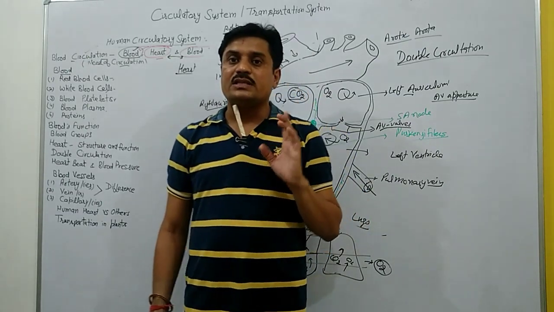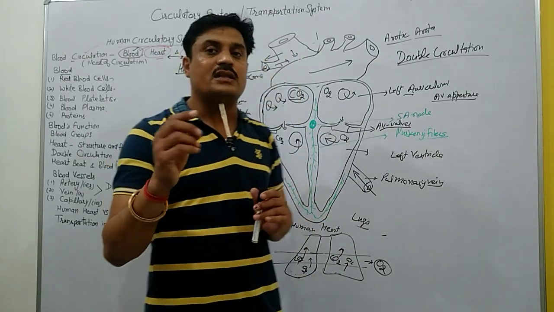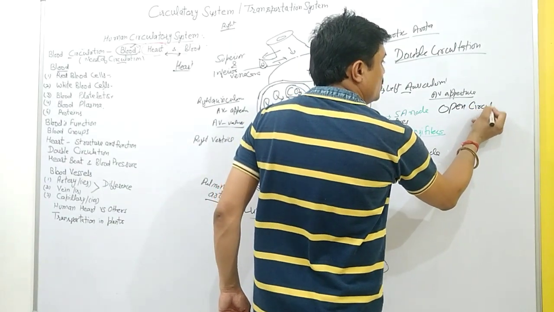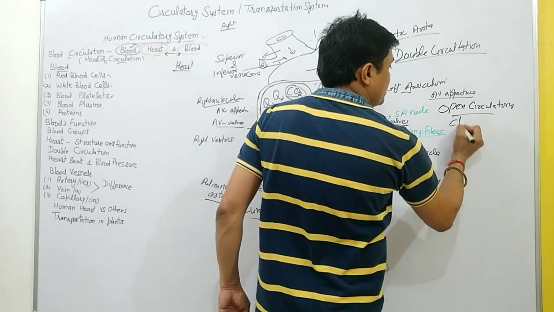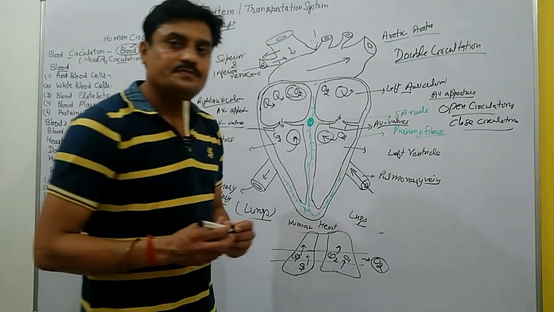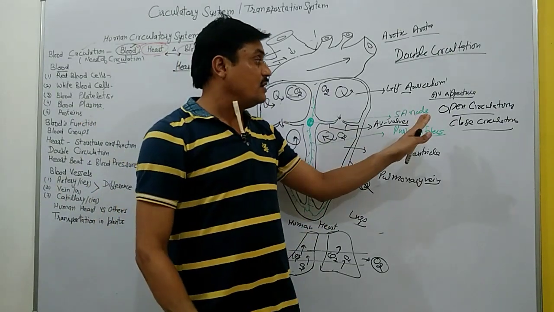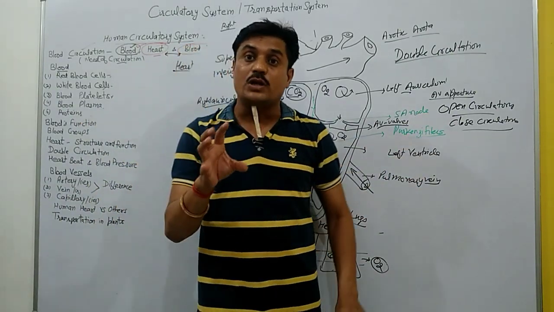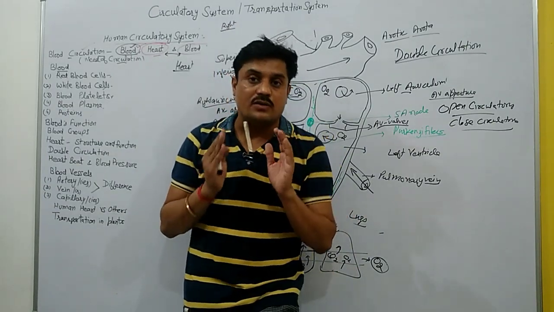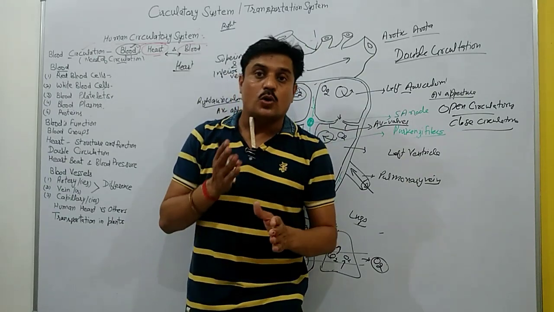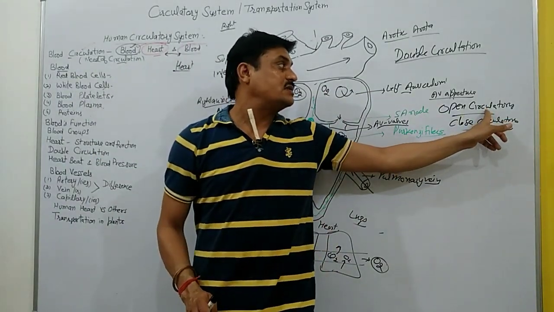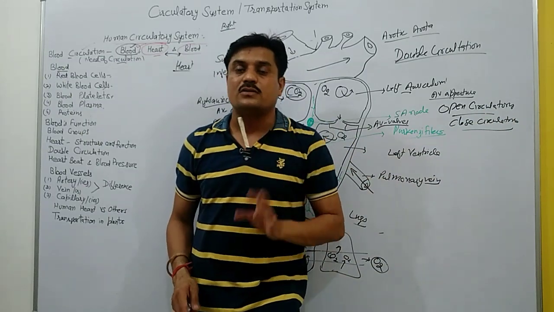Now with this, one other topic is the open circulatory system and closed circulatory system. That I will explain here. The circulation of blood is confined only between the heart and the blood vessels. This is called a closed circulation.